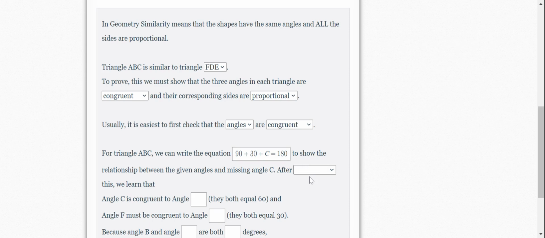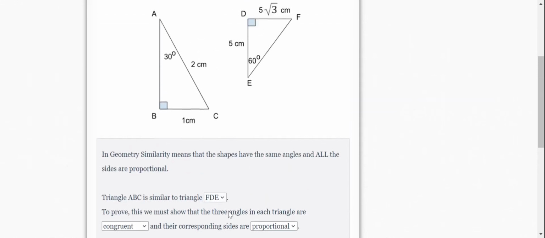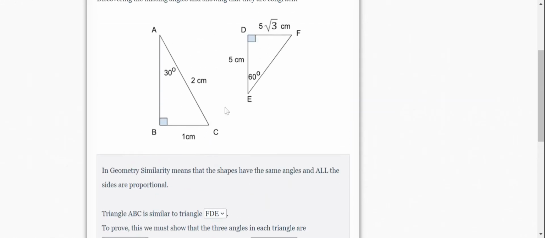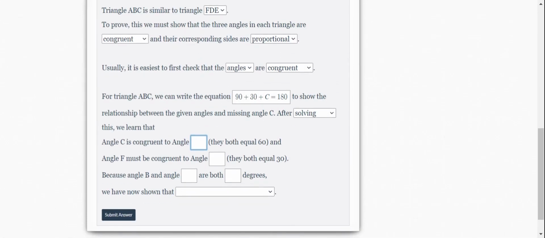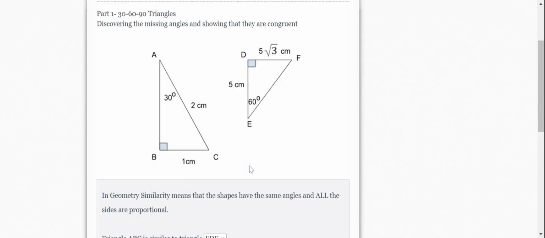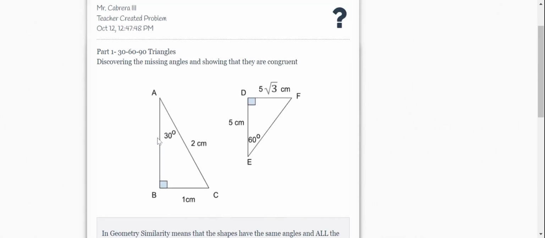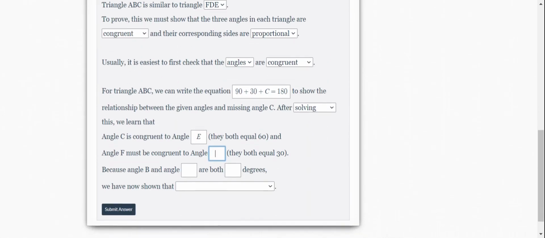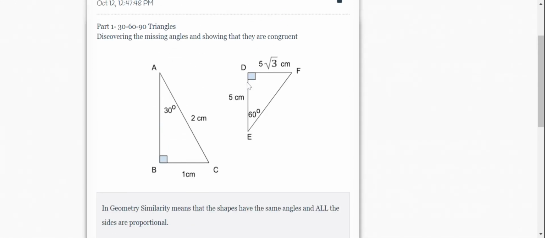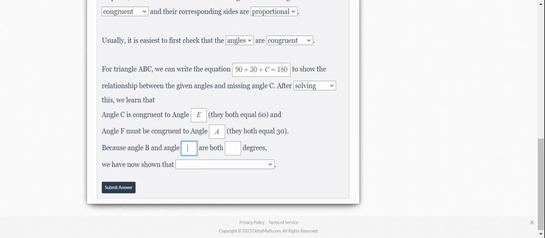Okay, so after that, we know the output, so we're solving. After we solve this, we learn that C is congruent to angle E. They both equal 60. Let's see. So this one's 60, this one's 60. So that angle E, F has to match angle A. They both equal 30. F is angle A. And then B matches D. These are both 90 degrees.